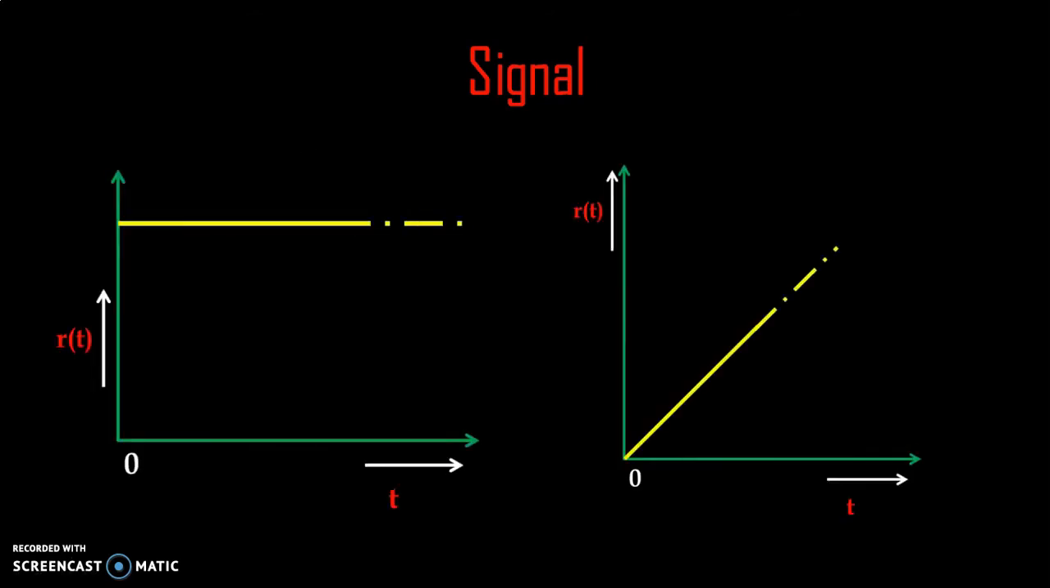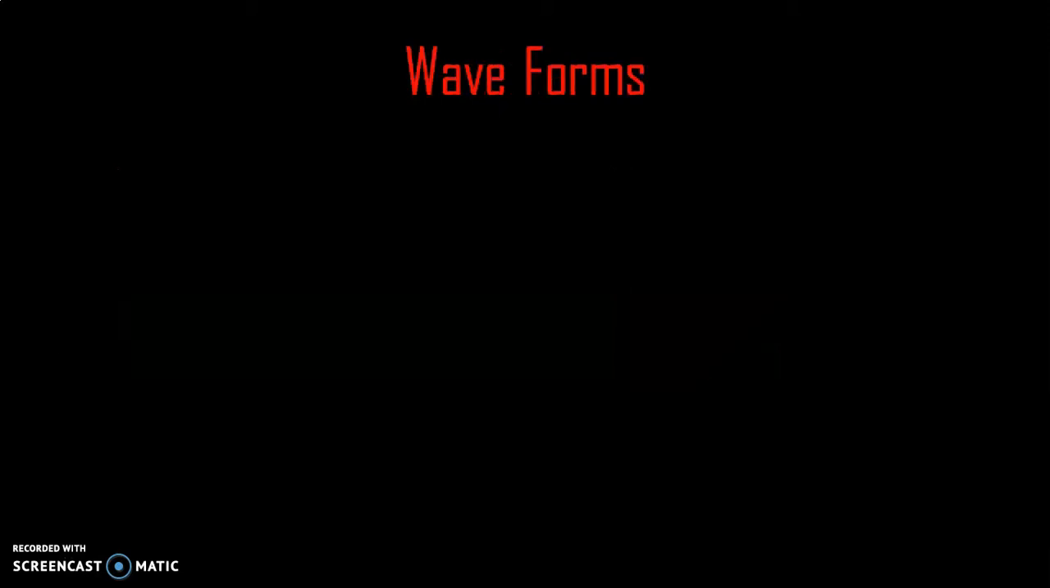For example, we have step signal as well as a ramp signal. Both the signals are time variant, they are time dependent and they are not repeating with the time. That is why it is known as a non-recurrent. Then we have waveform. So we'll see what is the difference between signal and waveform.